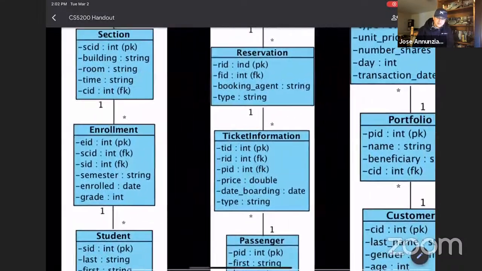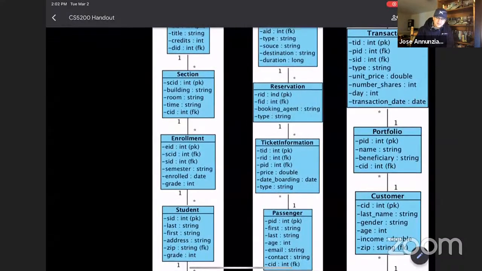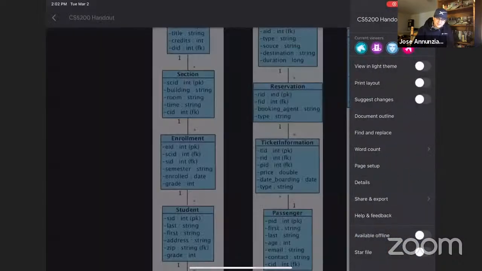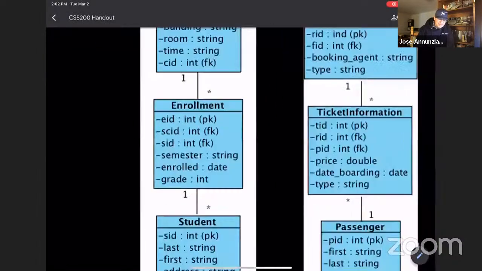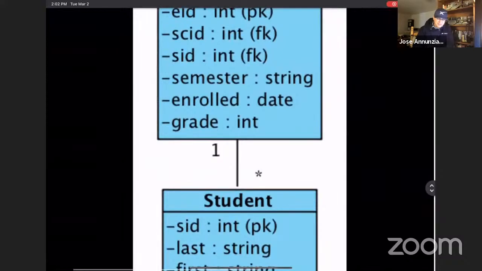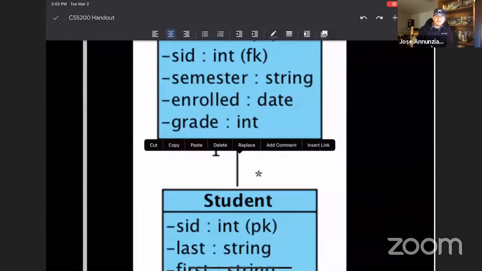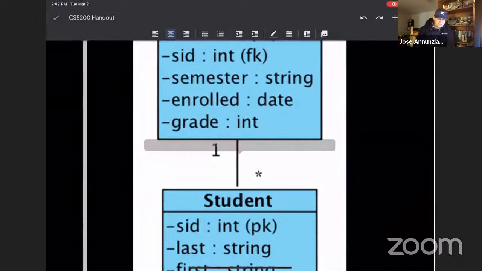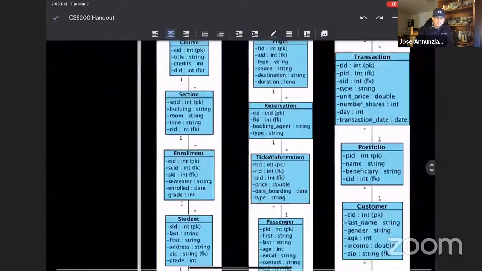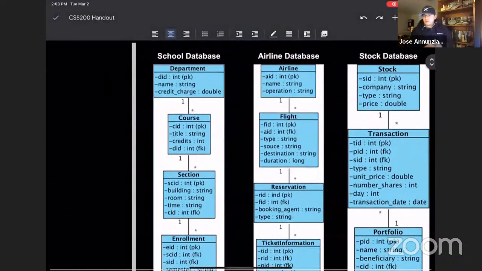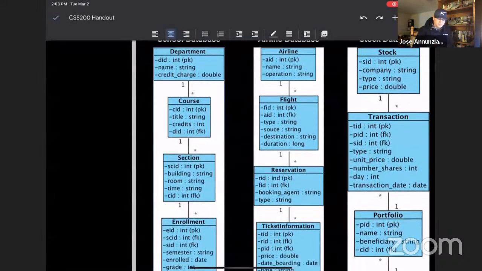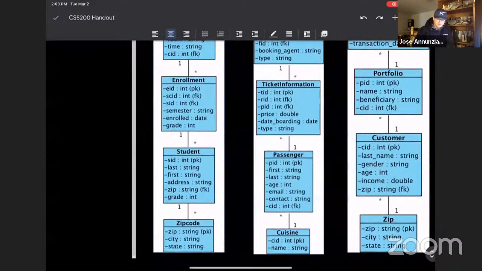How do I share this? Anyway, there's a typo here. I mentioned in the Piazza post that these should be inverted. The one here should be star, and the star should be a 1. Those should be flipped. I sent out a post. Anyway, it's basically the database we've been using for the last couple months, where we have a department, courses, sections, enrollment, students, and zip code.